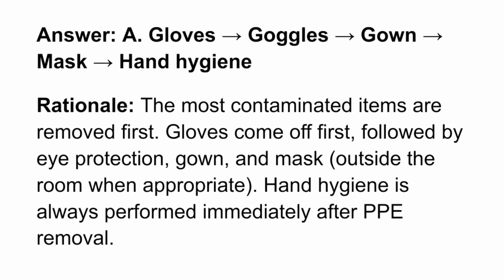Answer: A. Gloves, goggles, gown, mask, hand hygiene. Rationale: the most contaminated items are removed first. Gloves come off first, followed by eye protection, gown, and mask outside the room when appropriate. Hand hygiene is always performed immediately after PPE removal.